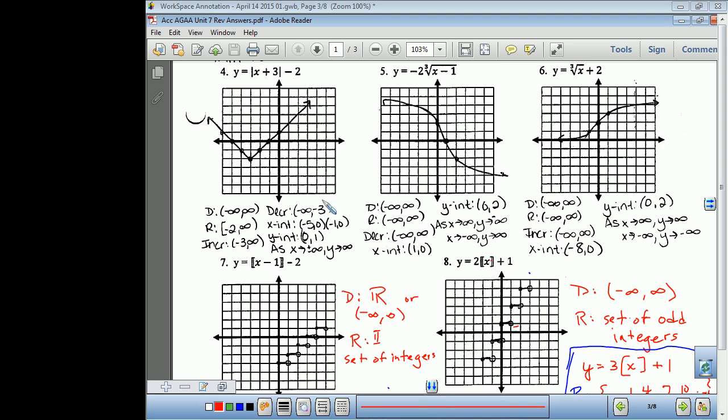Take a look at 4, 5, 6, and then we'll talk about 7 and 8. So take a look at 4, 5, 6. See if you have any questions about those. I actually really like those. Actually pretty good.